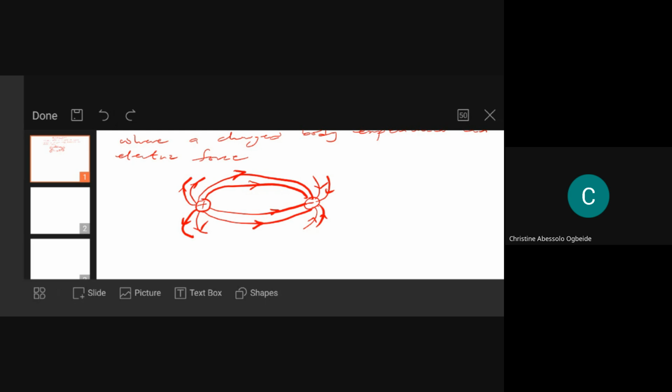That's what we have here. And as you can see, the line of force comes out from the positive and then it goes into the negative. You can see the arrow indicating the motion or the direction of what? The force. It comes out from the positive charge, then it goes into the negative charge. That's what we have here.